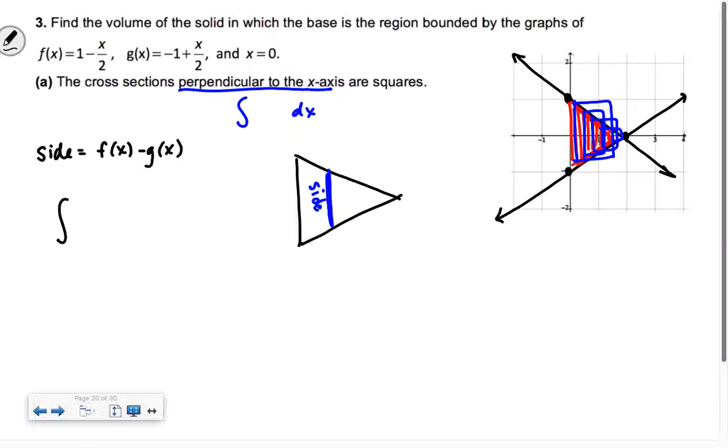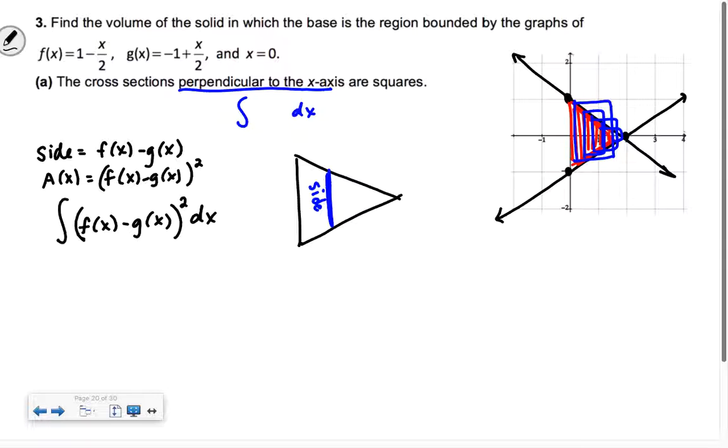So when we integrate it, if it's a square, our area then is going to be our side times side, right? Our side squared. So that's what we're integrating. And a lot of times on the AP test, if you just set it up with your f of x and g of x function, that is totally fine. You get full points for that setup. So that's the easiest way to write it.